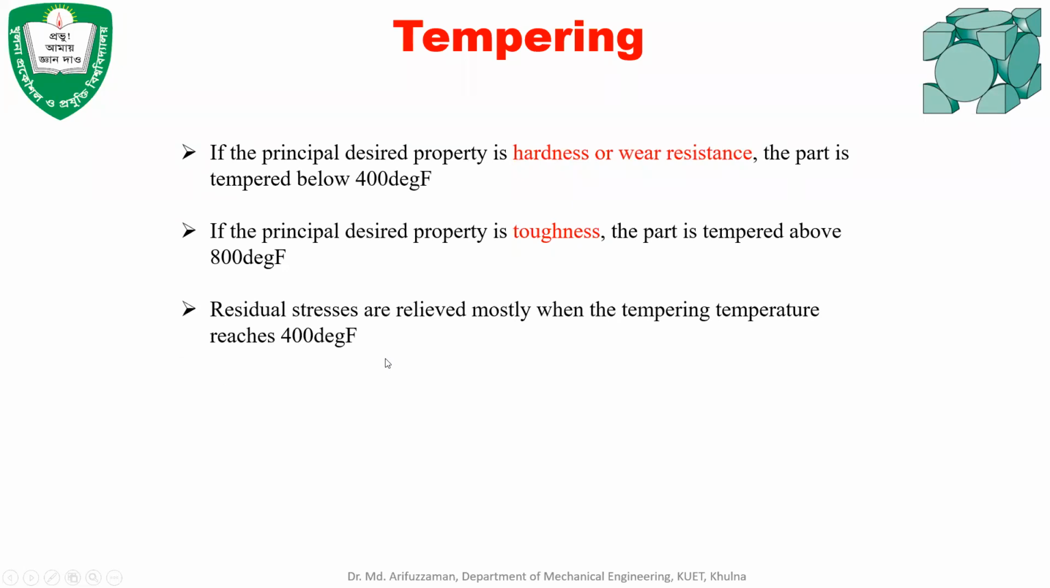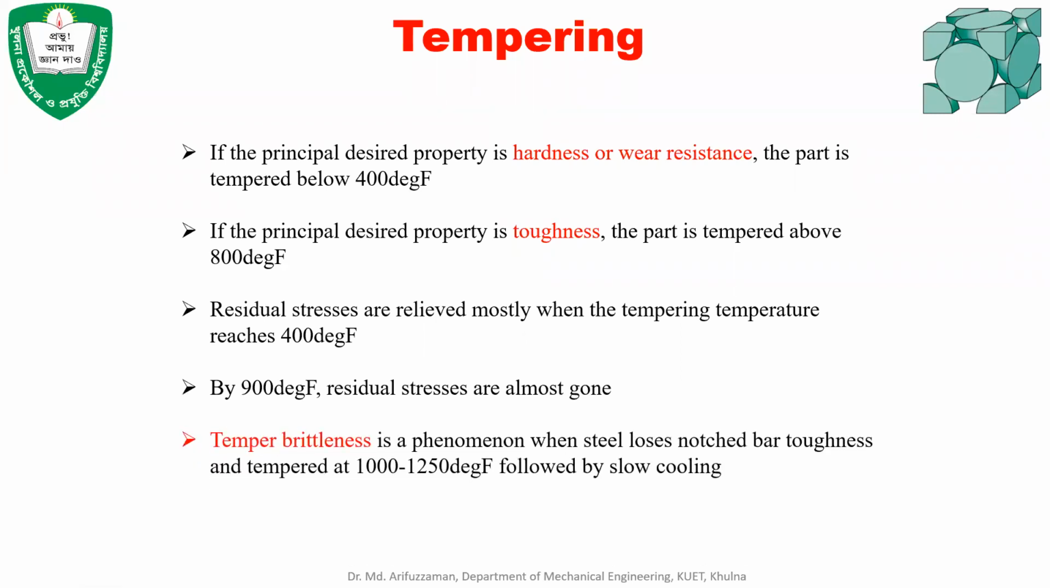And the residual stresses that have been produced during the formation of the martensitic structure can be mostly relieved at 400 degrees Fahrenheit. That means if you do the tempering within 400 degrees Fahrenheit, the residual stresses are almost relieved, and the structure will become free of internal stresses. And by 900°F, residual stresses are almost gone. That means all of the residual stresses will be relieved.